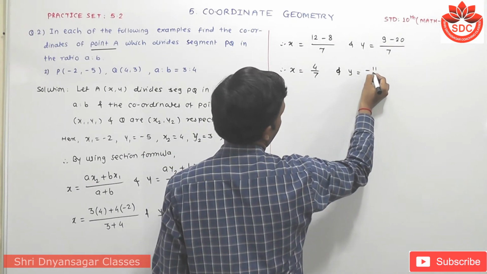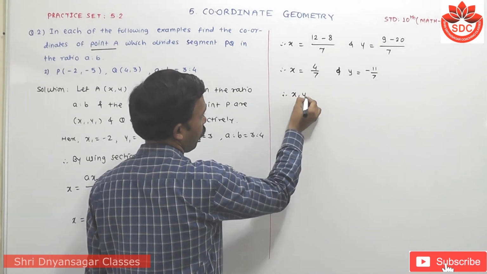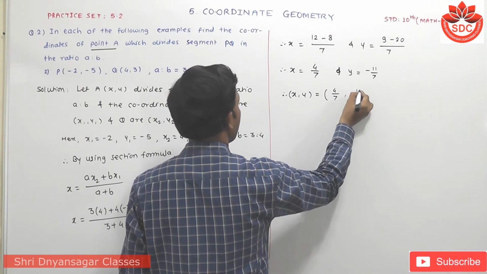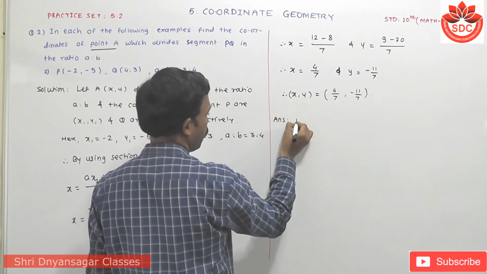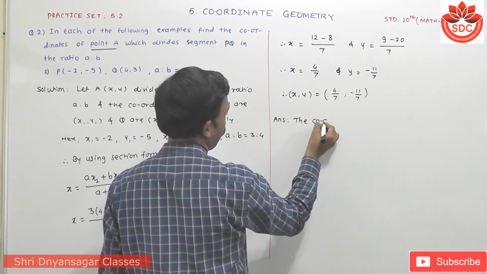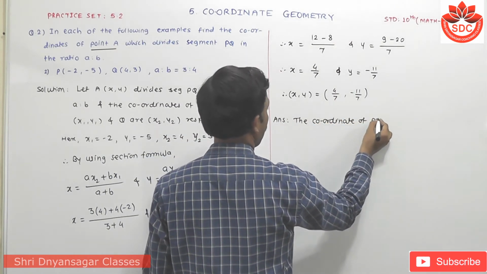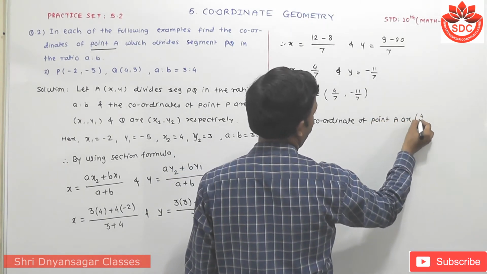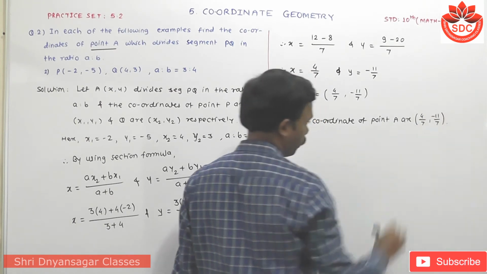Student, the subtraction of this gives x is equal to 4 upon 7 and y is equal to -11 upon 7. We cannot divide it further, so x comma y is equal to 4 upon 7, -11 upon 7. Therefore, the answer in a full sentence: the coordinates of point A are 4 upon 7 comma -11 upon 7.